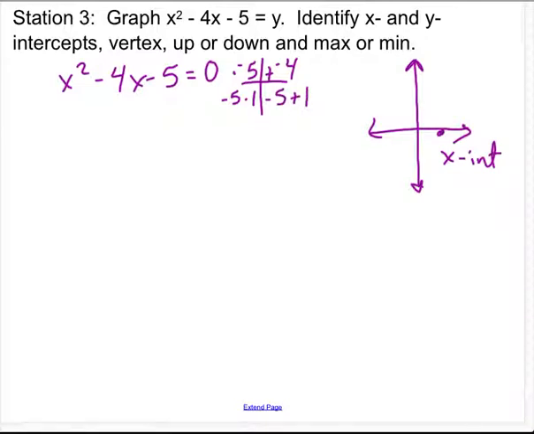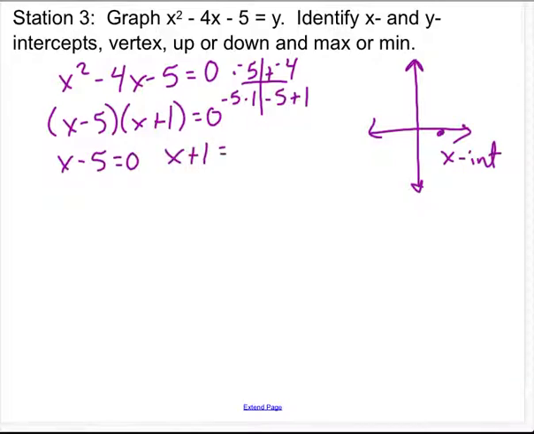Because the x squared term has a coefficient of 1, this is one of those that you can just factor right away. X minus 5, x plus 1. Same thing, zero product property. So in order to solve this, I set each binomial equal to 0. So x equals 5 or x equals -1. So those are our 2 x-intercepts.